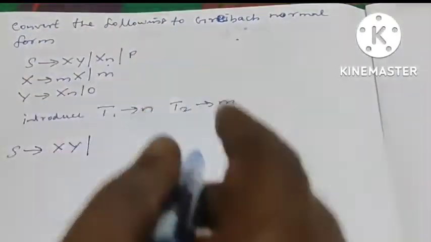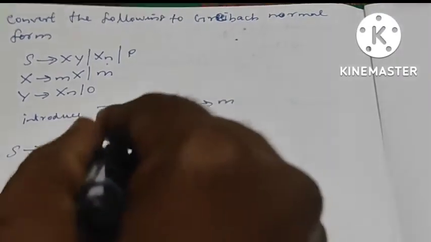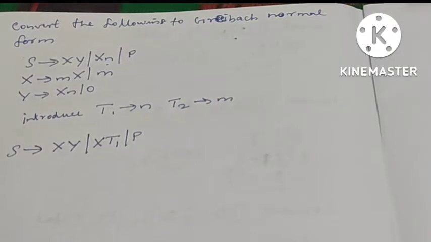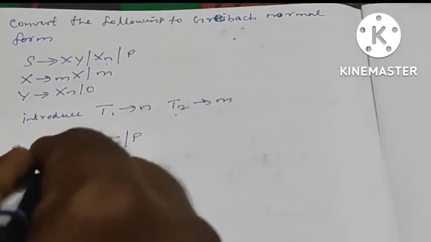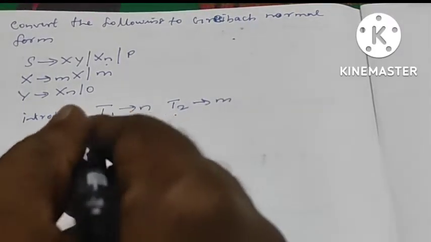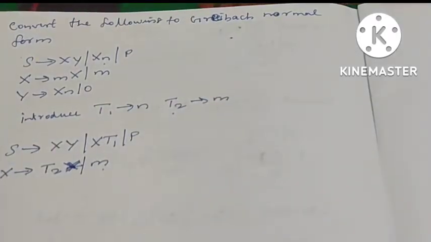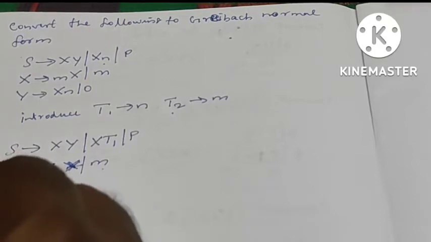But when I come to Xn, X we write as it is and n we can replace by T1. And the next is P. P is a non-terminal, so this is perfectly valid in Chomsky normal form. Now when you come to the next production, X tends to m can be replaced by T2 here, so we will write it as T2 X, and next is m. I am not going to replace this m because it is already a permitted form of Greibach normal form.